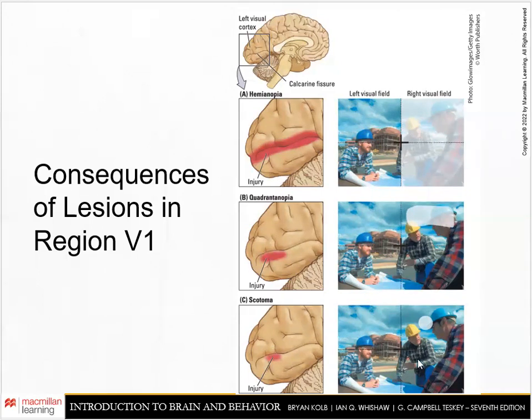Then in image C, for individuals who may have had scotoma, this is that smaller lesion in the lower lip of the calcarine fissure. That can result in an even smaller blind section. And that's one where it may be more difficult to actually catch this, because as a person is just moving their eyes around, scanning their surroundings, they're able to fill in the space as they're just moving their eyes around.